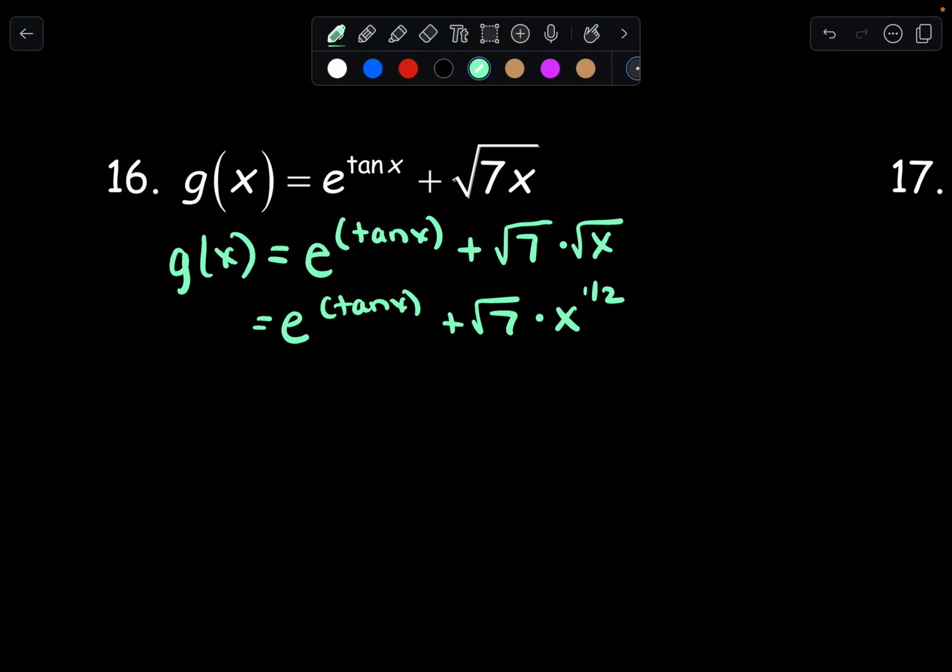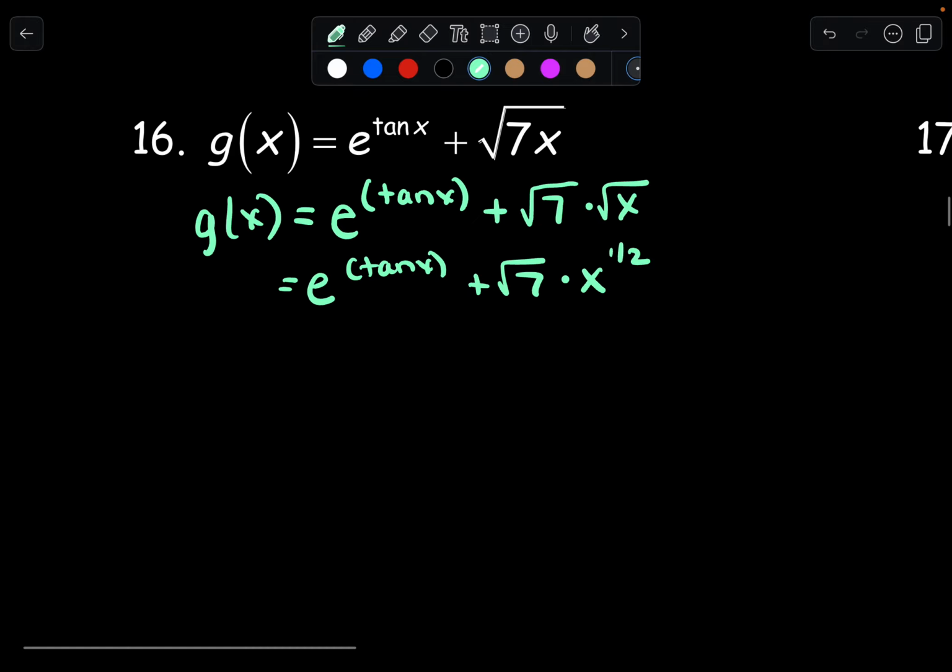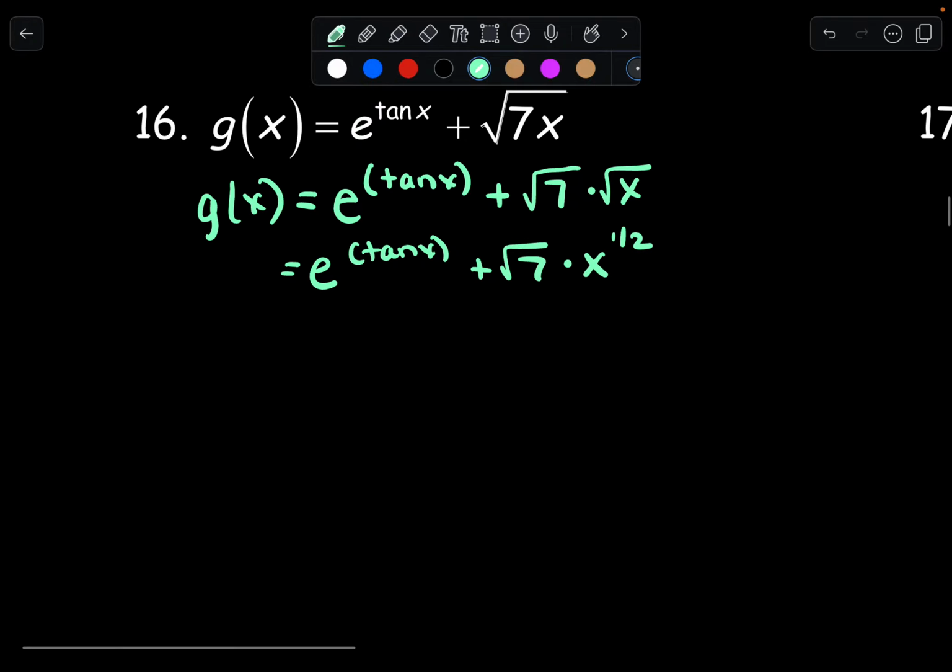you can either go straight into the chain rule or you can split them up. I do not care what method you do as long as it is mathematically correct. Okay, and if you see another way to do it, but it's mathematically correct, then do that way.